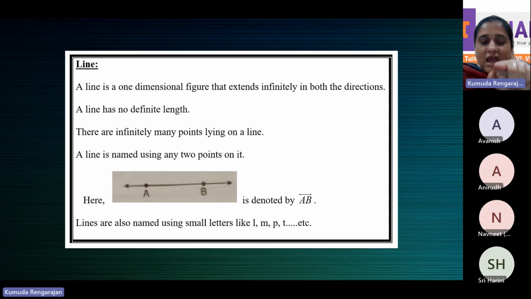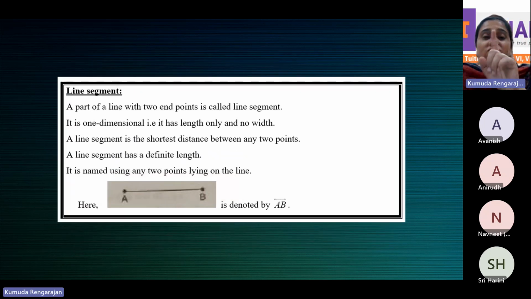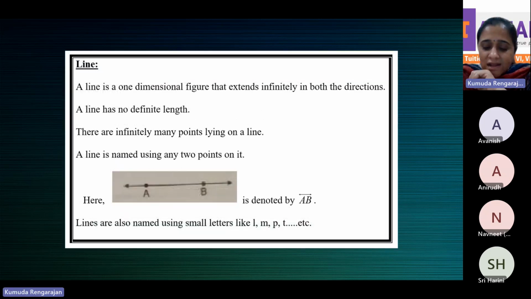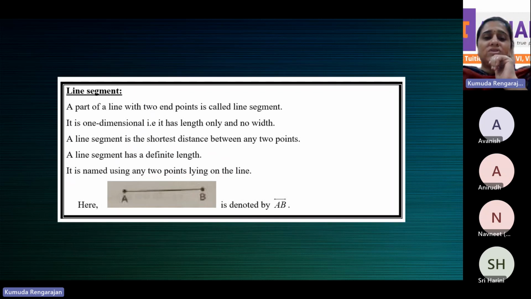A line and a line segment, both are one-dimensional. That means they have length, but no breadth or thickness. And a line segment has 2 endpoints.